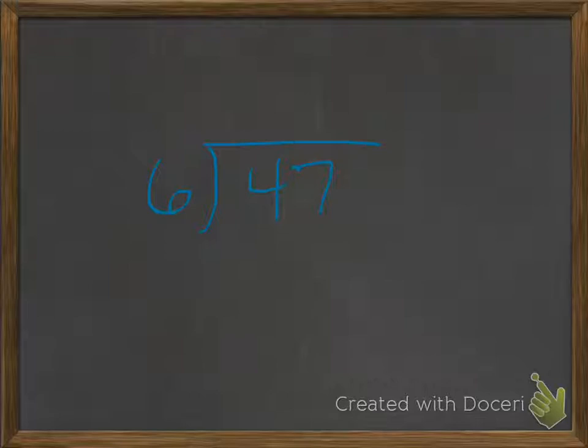47 is my dividend, 6 is my divisor, and then L is going to equal my quotient. Okay, my answer to my division problem. So I'm going to start with the 4, and 4 can't be divided by 6 equally, so I'm going to go ahead and do 47. Okay, so since 4 is too small, I'm going to divide 47 by 6.